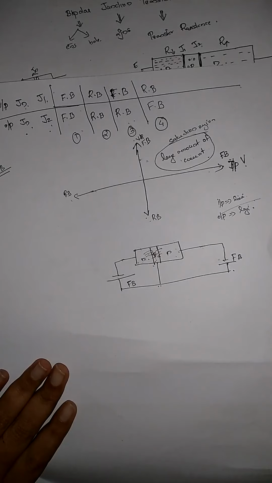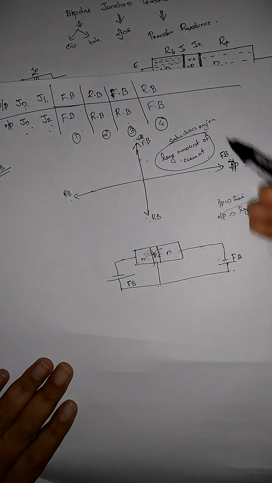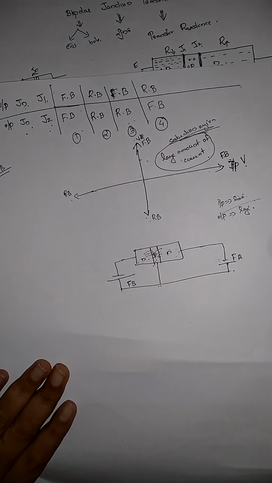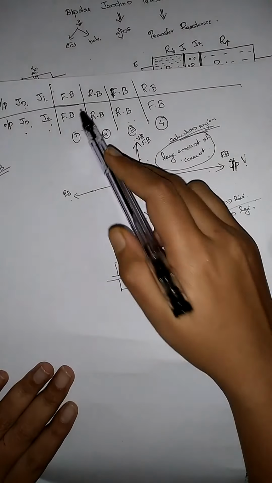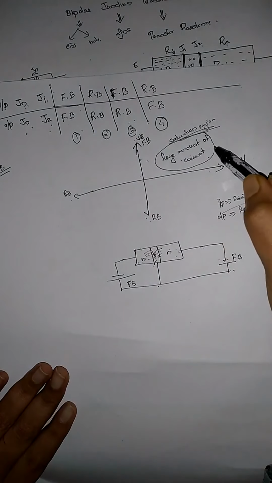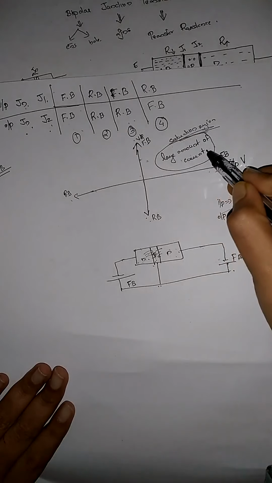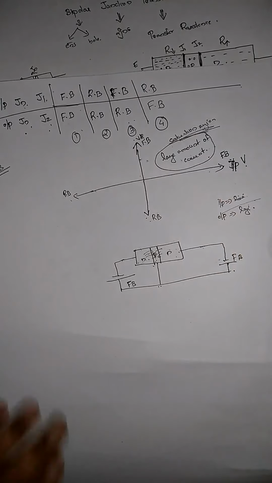So it is not possible to work when both junctions are forward biased, or I should say the transistor goes to the saturation region. You will understand this point later in our classes. Just remember, when both junctions are forward biased, a large amount of current flows and it is not good for our transistor. So we don't employ this working region. So this is the saturation region, when both junctions are forward biased.